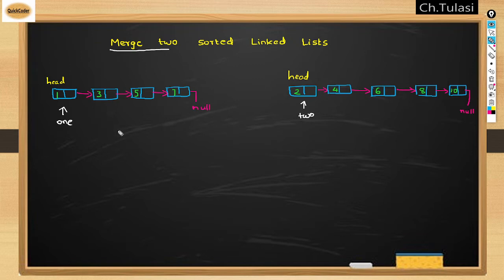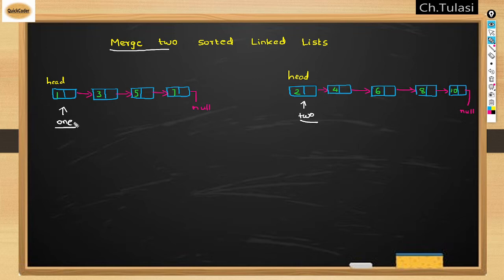First of all, we already saw how to merge two sorted arrays. So the same pattern will be followed here also. What happens is, let me take one node which is pointing to the head of the first linked list, and node 2 which is pointing to the head of the second list.